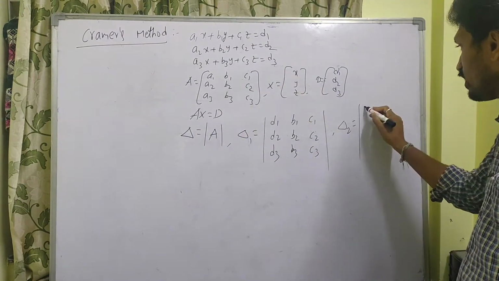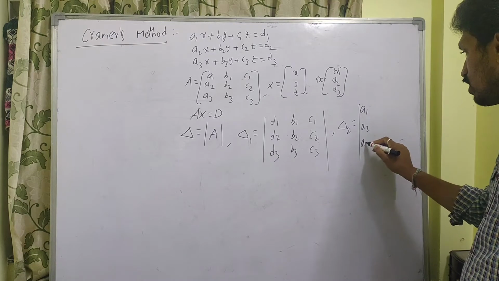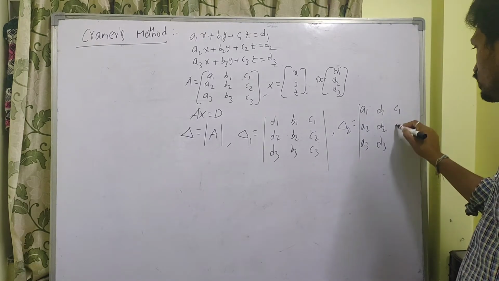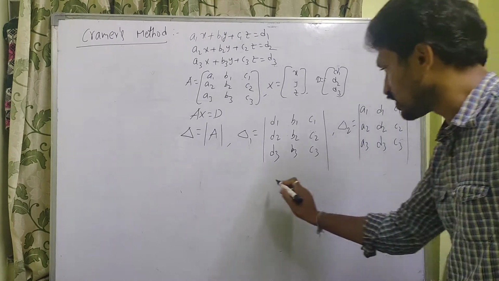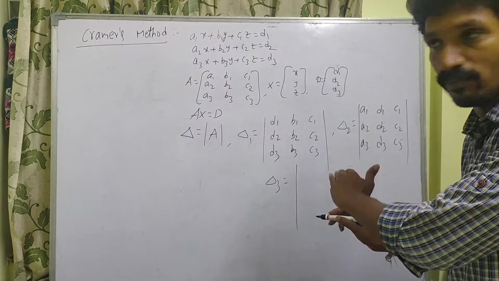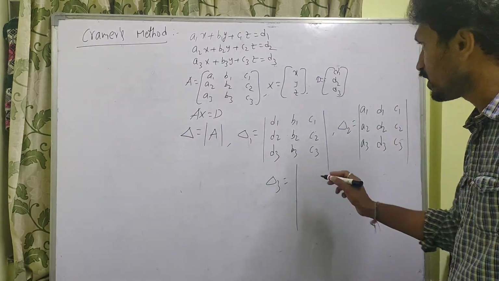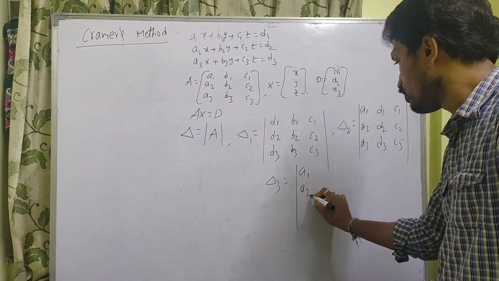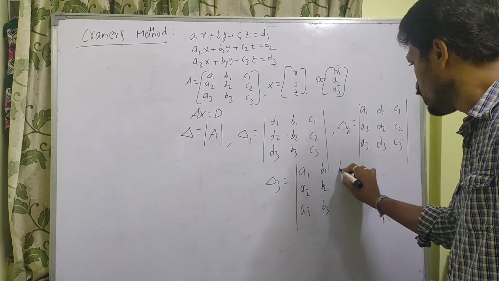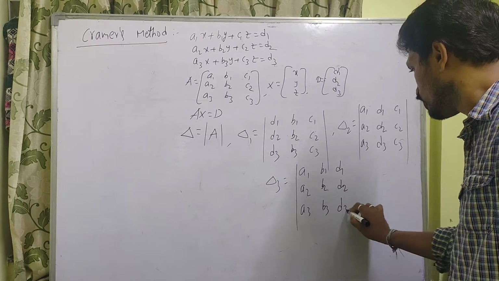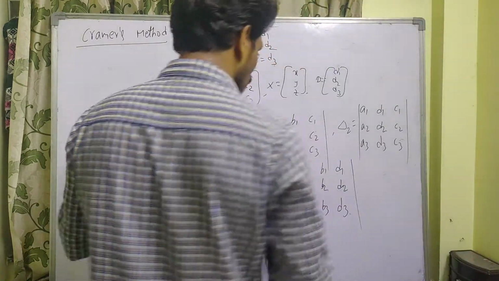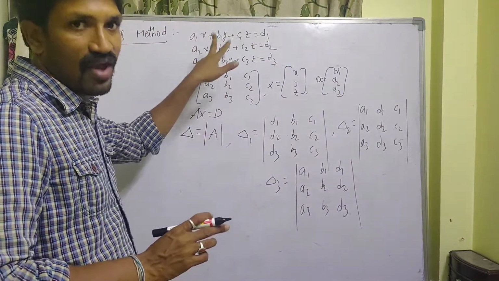Next, delta 2 is nothing but, in the matrix A, replace the second column by the constant matrix, and write the first column and third column as it is. So d1, d2, d3, c1, c2, c3. Next, delta 3 is nothing but replace the last column by the constant matrix, so that is a1, a2, a3, b1, b2, b3. This is d1, d2, d3.